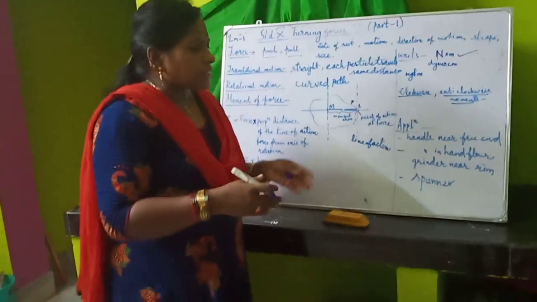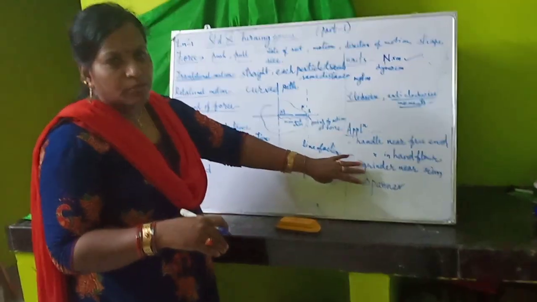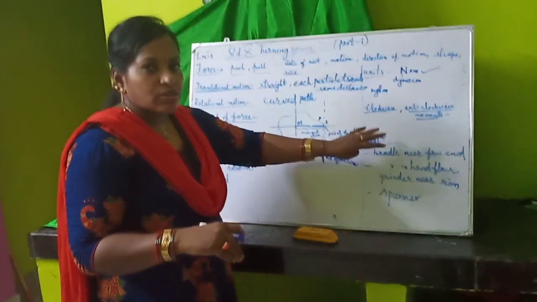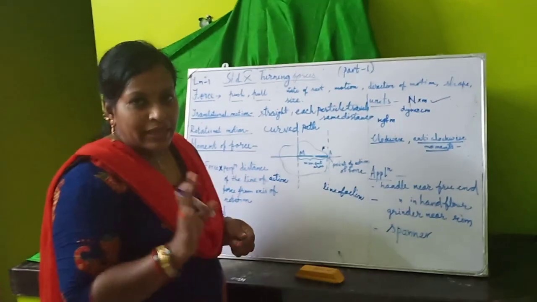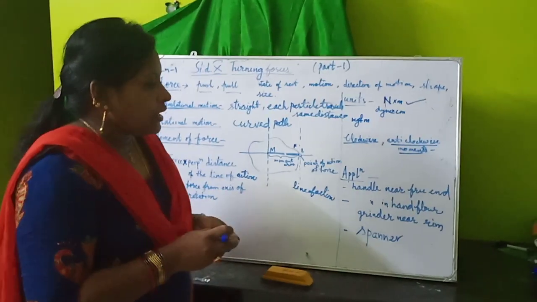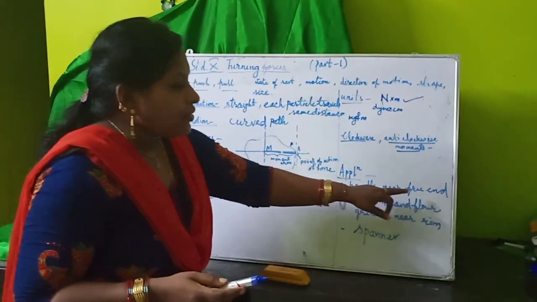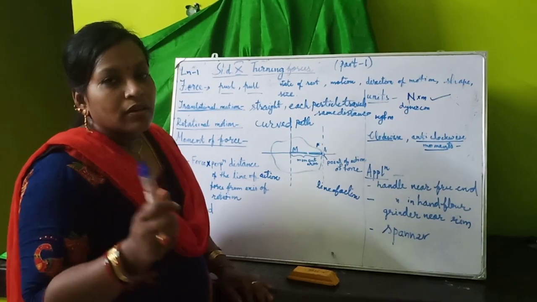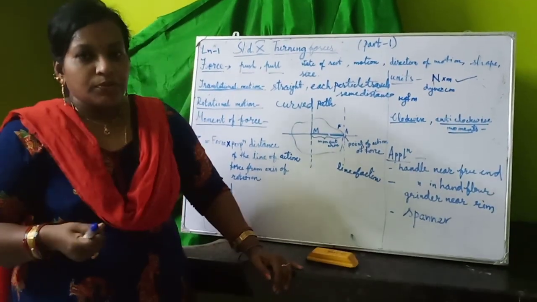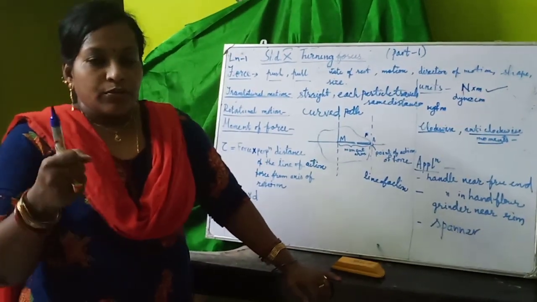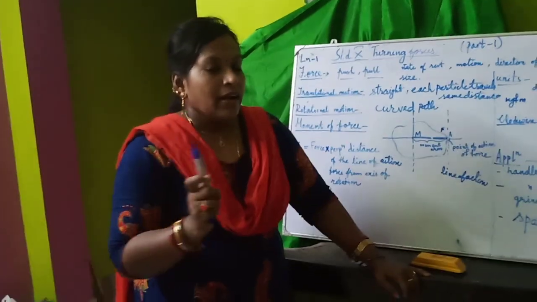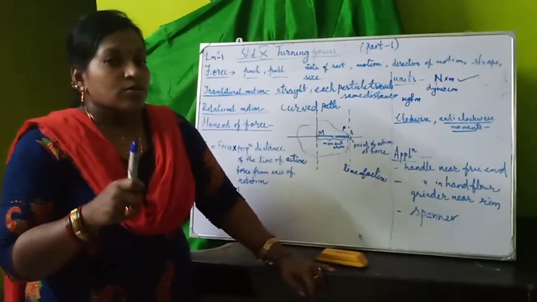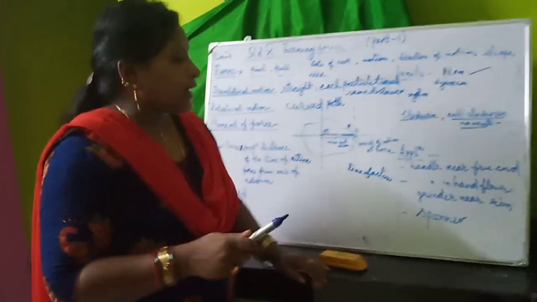Whatever the application, there are so many examples in your book, but I took three. The answer to all the examples is the same, so you have to remember the key point only. For example, the first one, handle near free end. Whose handle? Your room door. You can see the one you are holding. That handle is provided near the free end. At the other end a hinge is there. So why is the handle provided at the free end?